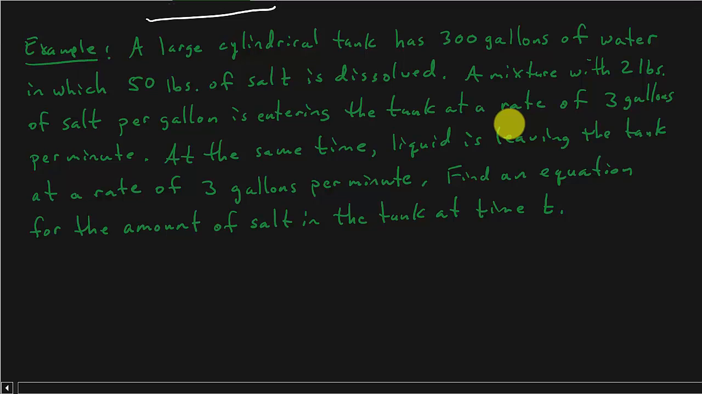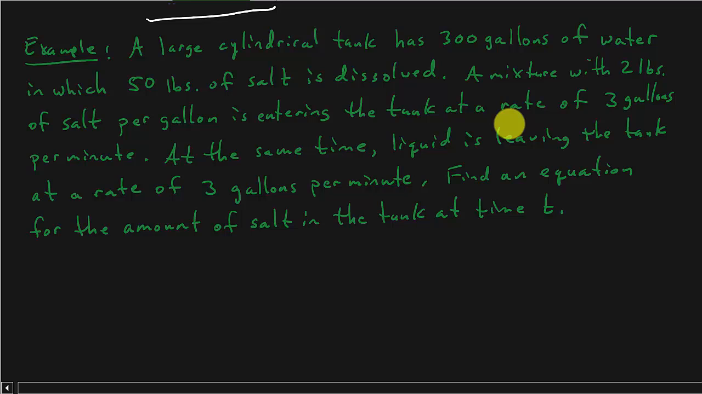So let's look at this. It says a large cylindrical tank has 300 gallons of water in which 50 pounds of salt is dissolved. A mixture with 2 pounds of salt per gallon is entering the tank at a rate of 3 gallons per minute. At the same time, liquid is leaving the tank at a rate of 3 gallons per minute. Find the equation for the amount of salt in the tank at time t.